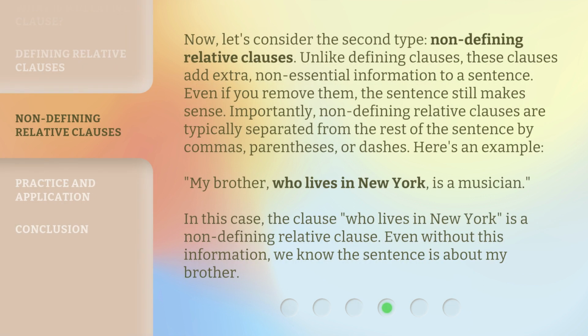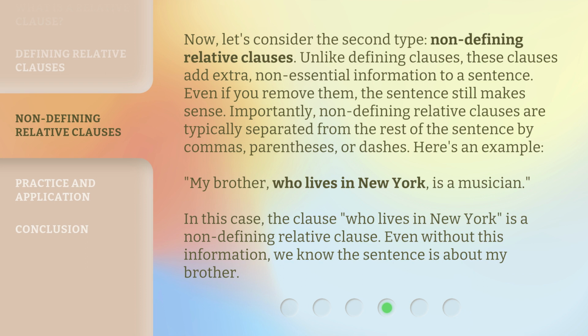Now, let's consider the second type: non-defining relative clauses. Unlike defining clauses, these clauses add extra, non-essential information to a sentence. Even if you remove them, the sentence still makes sense. Importantly, non-defining relative clauses are typically separated from the rest of the sentence by commas, parentheses, or dashes.